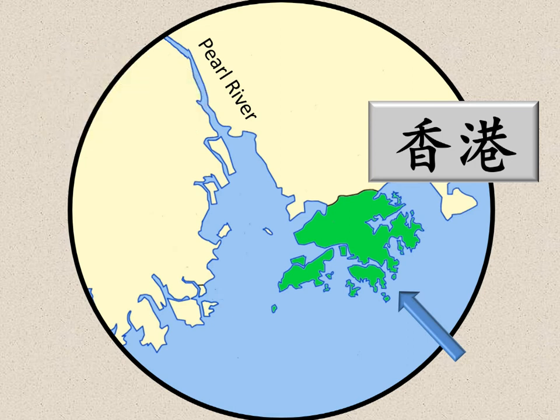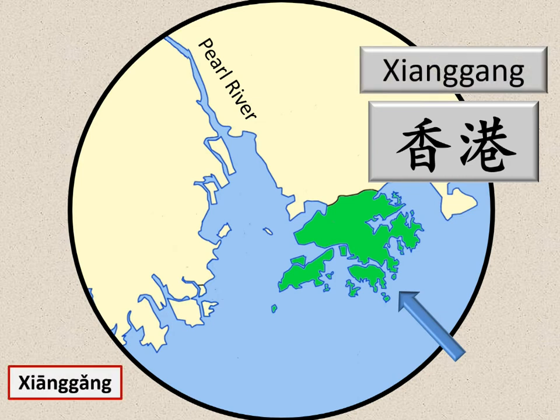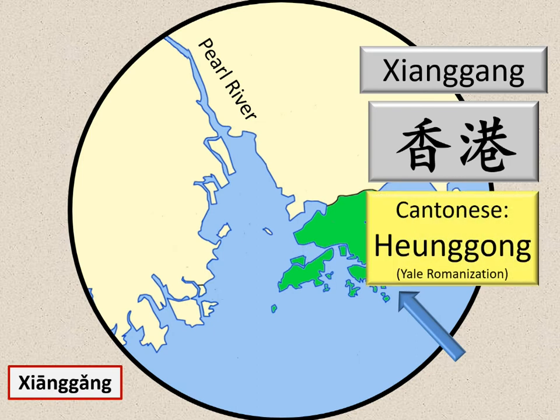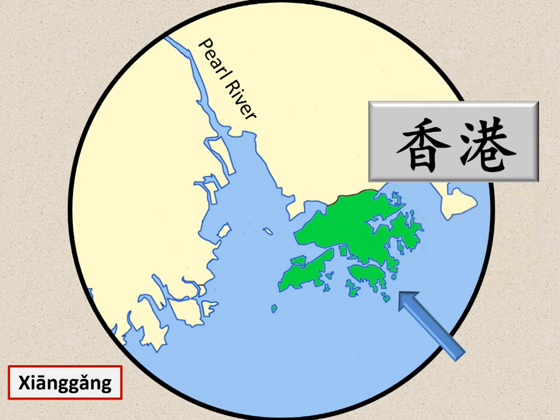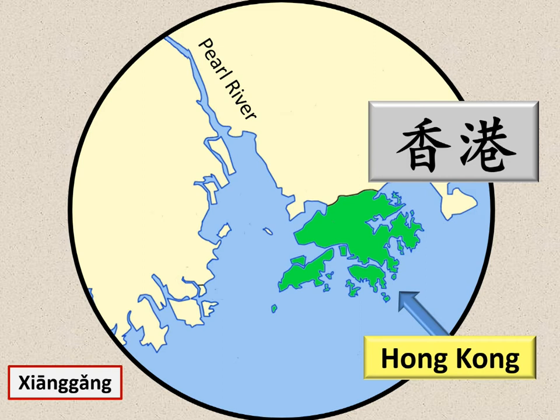In standard Mandarin, the name is pronounced Xianggang. So we would normally expect to see it on the map as Xianggang. Many people in southern China speak the Cantonese dialect and pronounce this same name as Hengang. However, you will find neither of these names in English language publications or on tourist maps. Instead, you will see Hong Kong, the name under which the British ruled the area for 150 years.